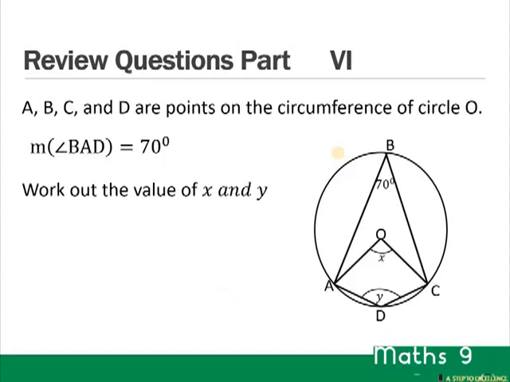Part 6. A, B, C and D are points on the circumference of circle O. The measure of angle BAD is 70 degrees. Work out the value of x and y. Pause the video whilst you work it out. Here's the answer. x is 140, and y is 110.